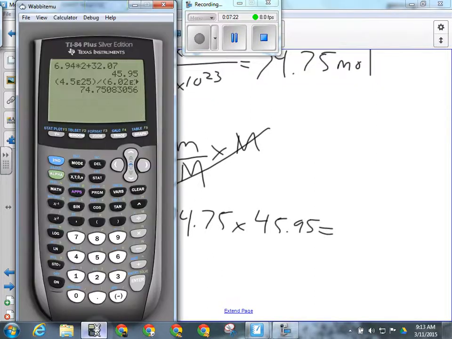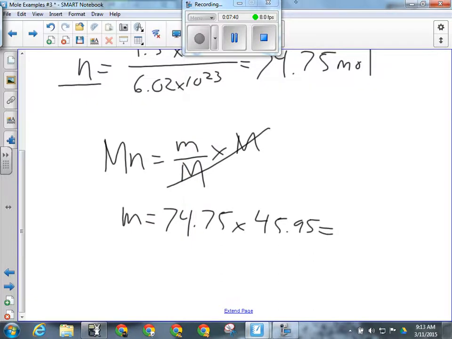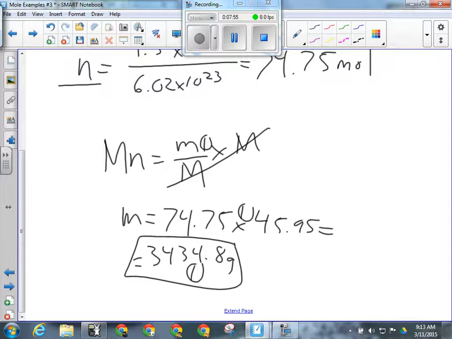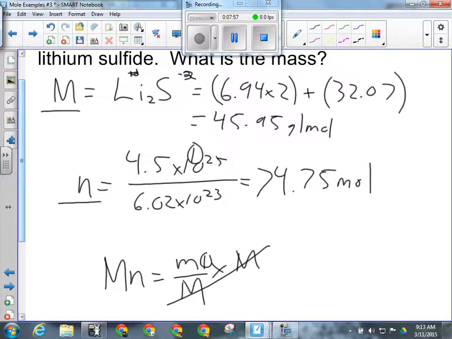Okay, and that should tell me the mass of that many molecules. All right, so the mass of that many molecules is 3,434.8. Okay, and what are my units? Grams, because this is mass. Okay, so that's also a 4-mark question. Sorry, that's a 5-mark question because you had to manipulate the mole equation as well as use Avogadro's number.